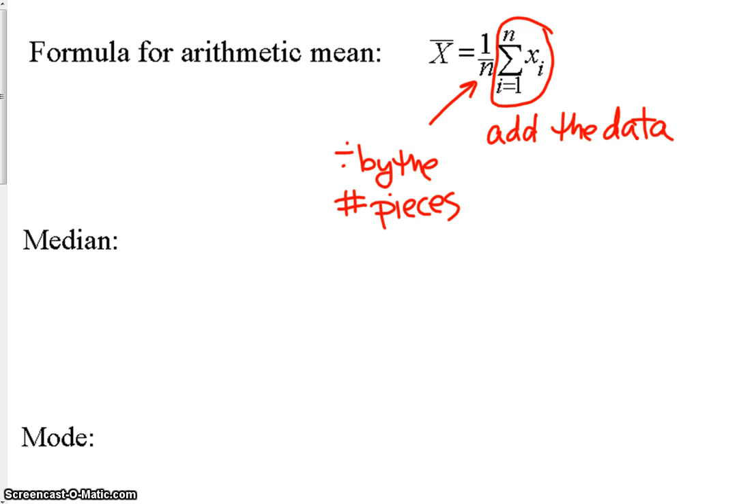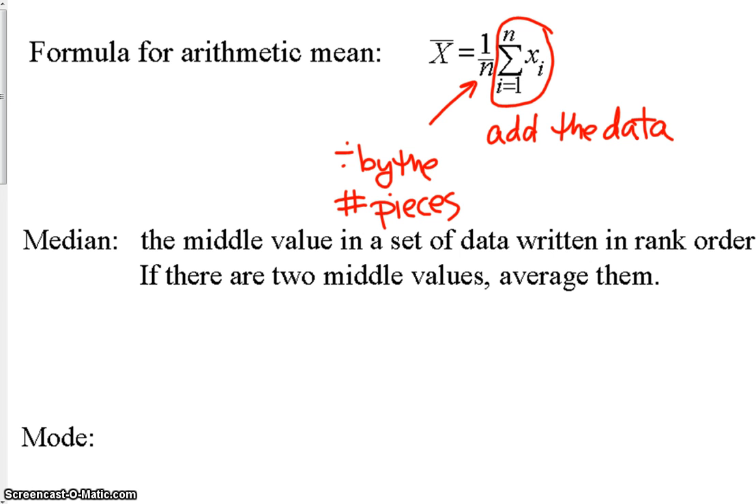The next measure of central tendency is the median, and the most important detail about the median is that you have to have the data in rank order. Now, rank order simply means going from small to large or large to small. If there happen to end up being 2 numbers in the middle, you need to average them.